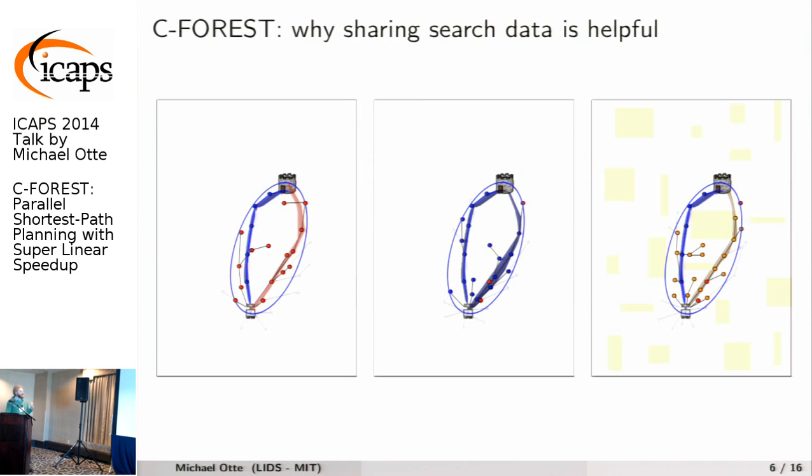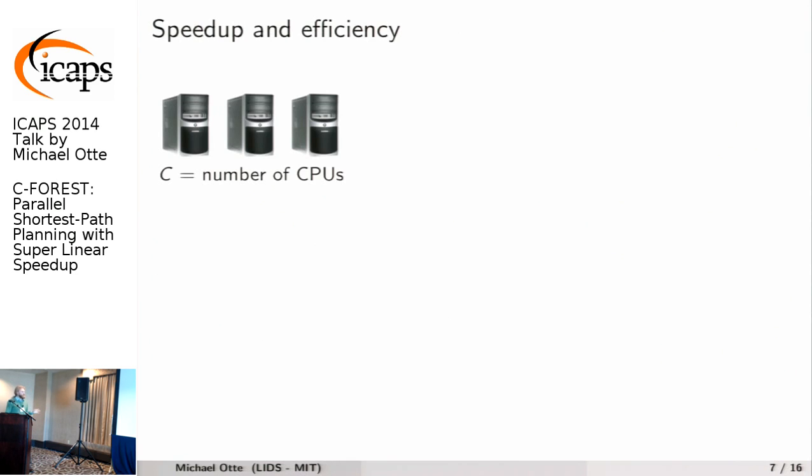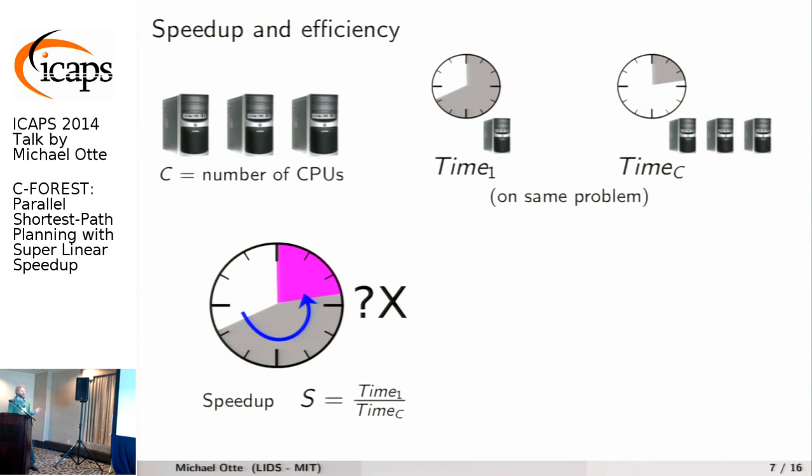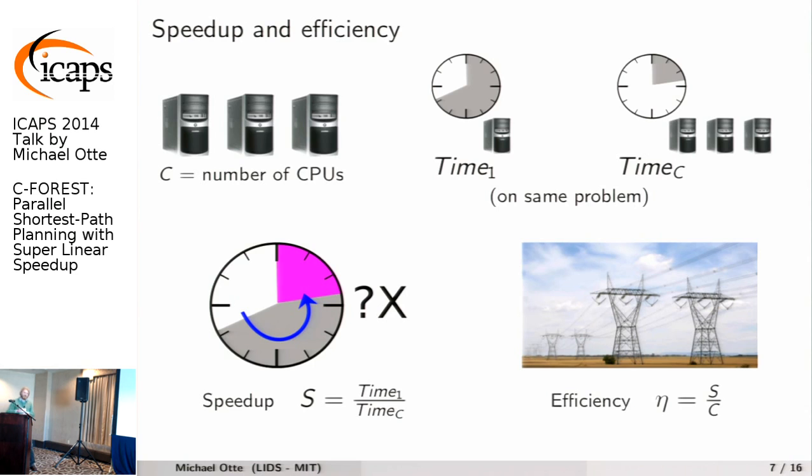Now, quick word on speedup and efficiency when we're talking about parallelizing code. Let C be the number of CPUs. The time to solve a particular problem with one CPU is time sub 1. The time to solve the exact same problem with C CPUs is time sub C. So the speedup is calculated as time sub 1 divided by time sub C: just how much faster can we solve this problem on the network of CPUs than we could on a single CPU. And efficiency is to take that value and divide it by the number of CPUs. So it kind of represents how much power we actually need to solve this problem.